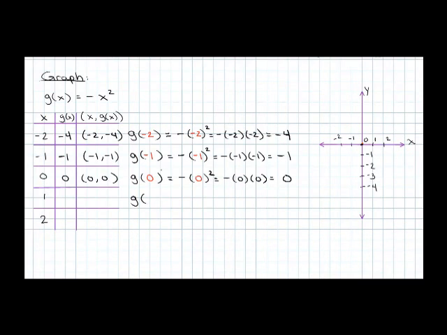Okay, next we're going to substitute 1 for x, so g of 1 is going to be negative times 1 squared. So we'll square the 1, so that'll be 1 times 1, and then we'll multiply with the negative. So it'll give me negative 1.